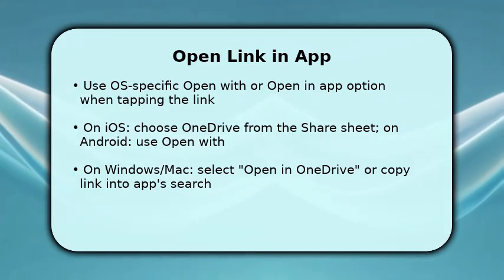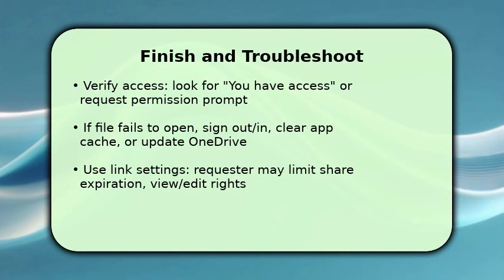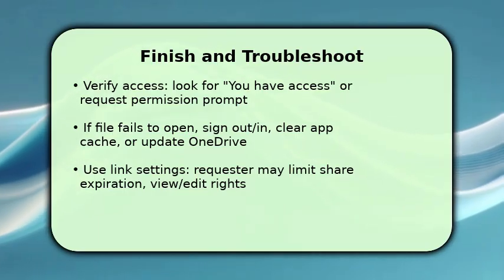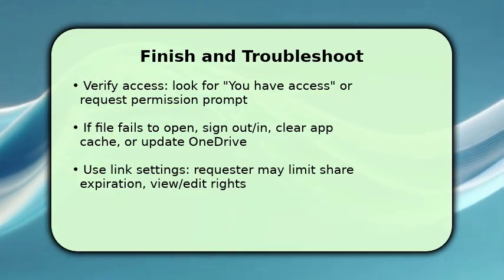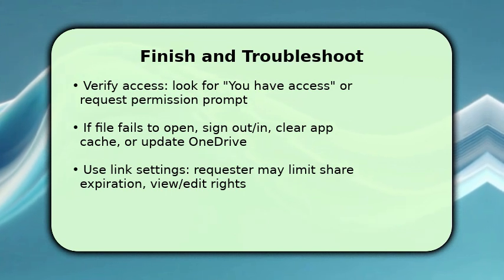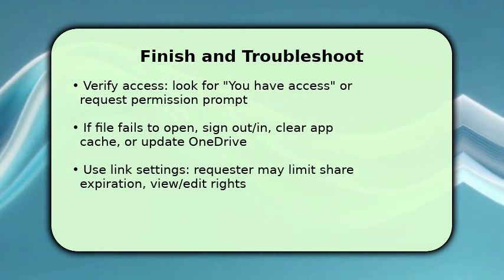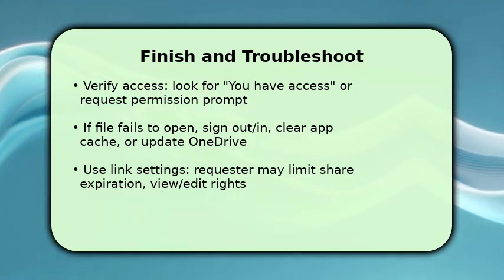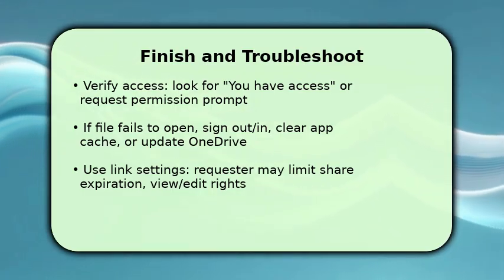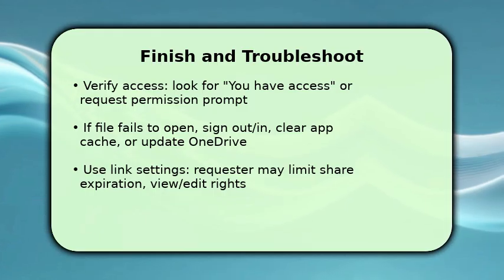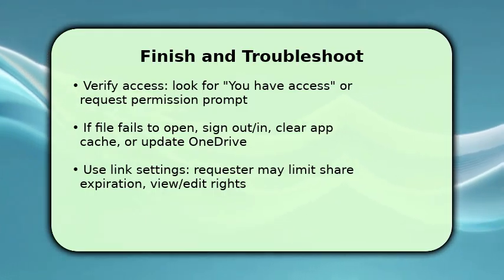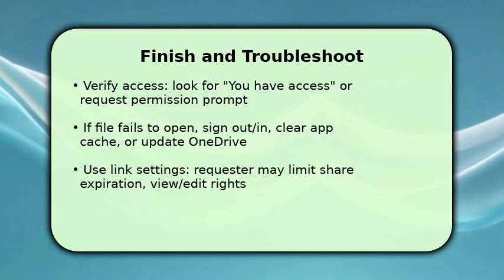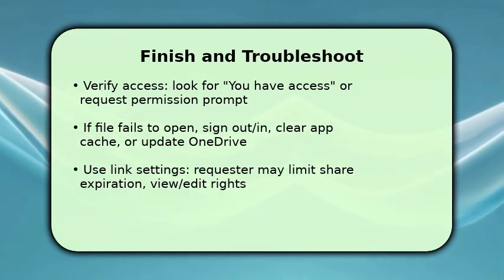Finish by confirming the file opened and you can view or edit it as expected. If you need local copies, choose Save or Add to OneDrive. If something goes wrong, make sure to sign out and sign back in, update the app, or clear its cache. These steps often fix link handling glitches. If access is denied, request permission from the owner because share settings like expiration or view only can block the app. Finally, try opening the link from a different device.